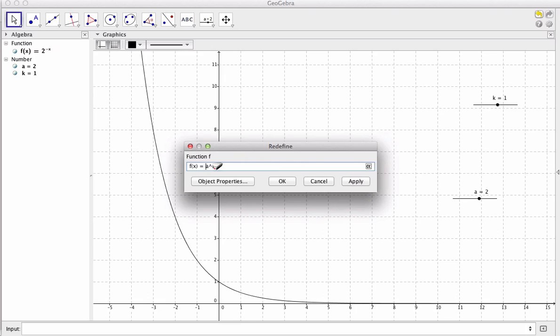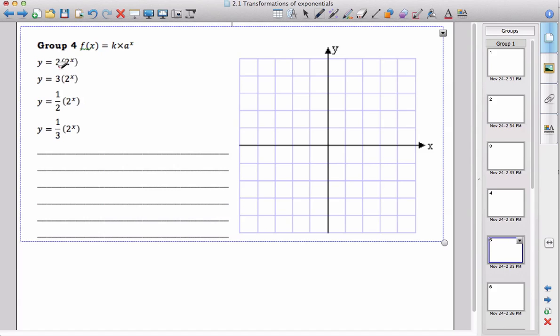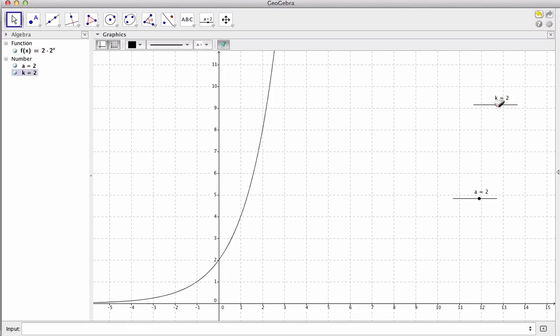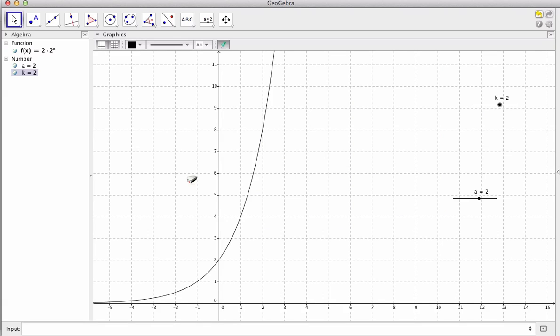I'm going to change it to k times a to the power of x. And a, well, we already have it set to 2. K is going to be 2, so I'm going to bump that up to 2. So what happens when you put a 2 in here is all the y values are going to be multiplied by 2. In the previous graph of y equals 2 to the power of x, the y-intercept was 0, 1, but now it's 2 because it's doubled. Everything is doubled. So before we had 1, 2, now we have 1, 4. So all the points are doubled.